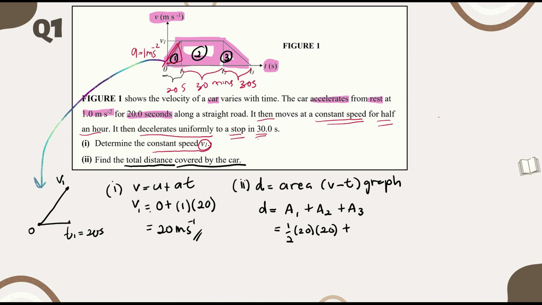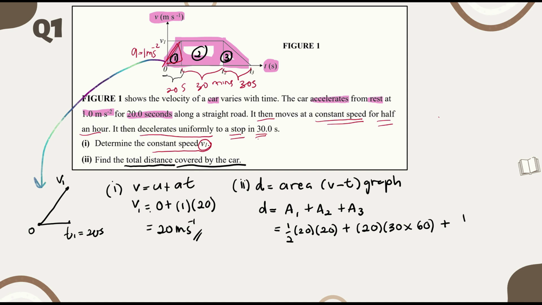Area number 2, we have a rectangle. So v1 is 20, the time is 30 minutes. We need to convert it into seconds. So 1 minute is 60 seconds, so we multiply by 60 seconds.